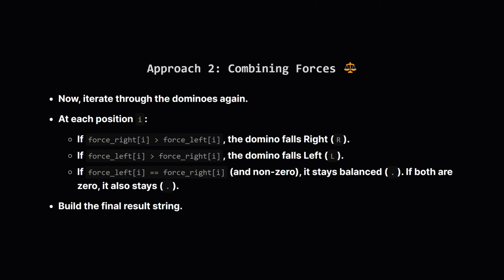Okay, now we have two arrays, one showing the strength of the right push at each spot, and one showing the strength of the left push. We just need to compare them. For each position, if the rightward force is stronger than the leftward force, the domino falls right. If the leftward force is stronger, it falls left. If the forces are exactly equal, or both 0, the domino stays standing. We build our final answer string based on these comparisons.